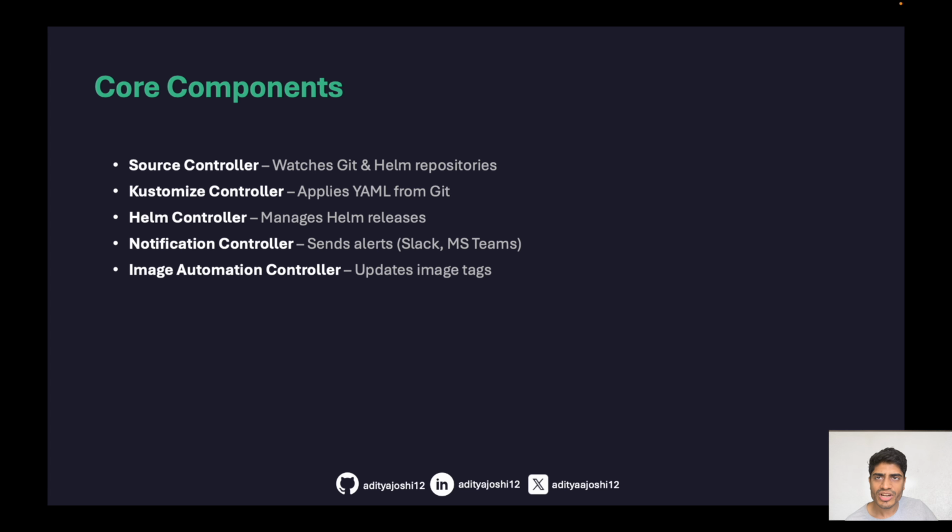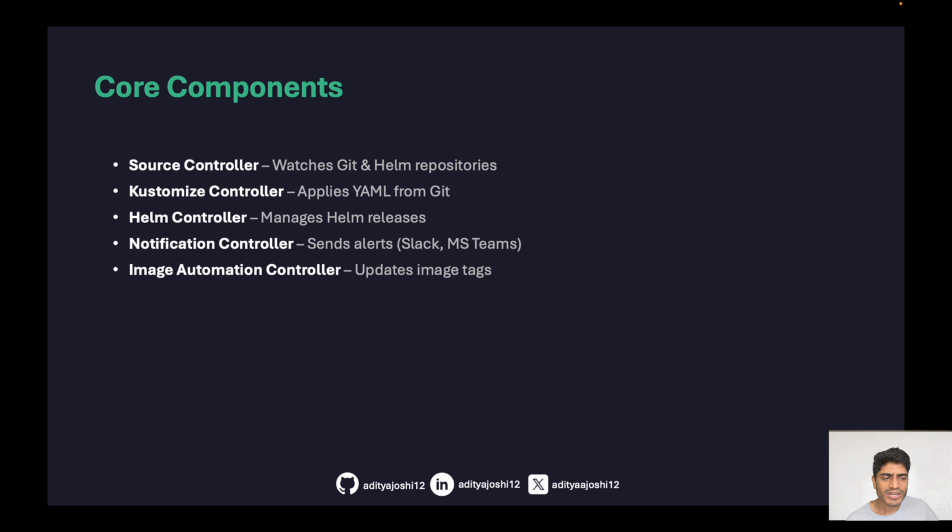Then there's a notification controller, which is used for sending notifications to Slack or Teams, right? Whatever provider you wish to configure. And then there is an image automation controller, which is used for tracking image updates. These are the container images. Let's say there is an image version update that happened and you want those changes to be applied to your application as well. You can consider using the image automation controller, right?